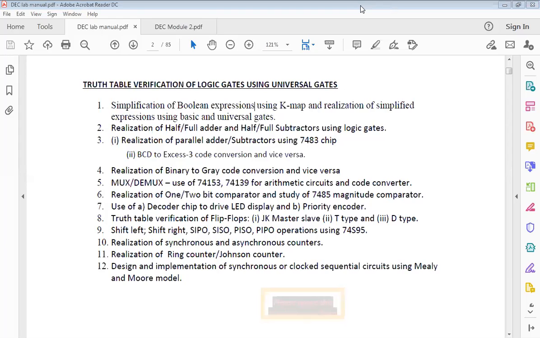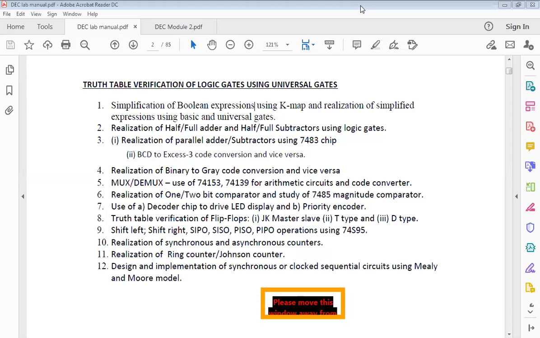associative law, distributive law, commutative law, absorption law, idempotence laws, De Morgan's law. Exactly. Good, good. So these are some of the laws that we used.